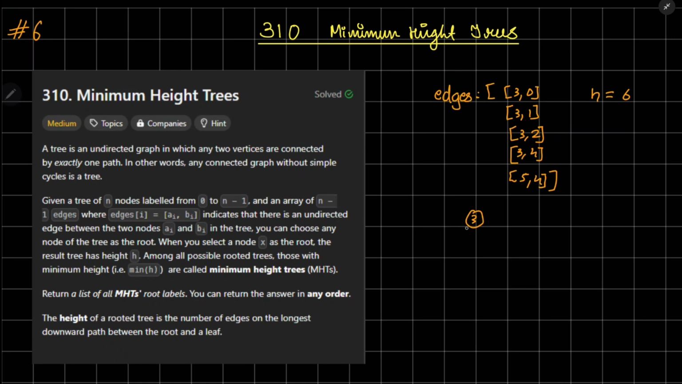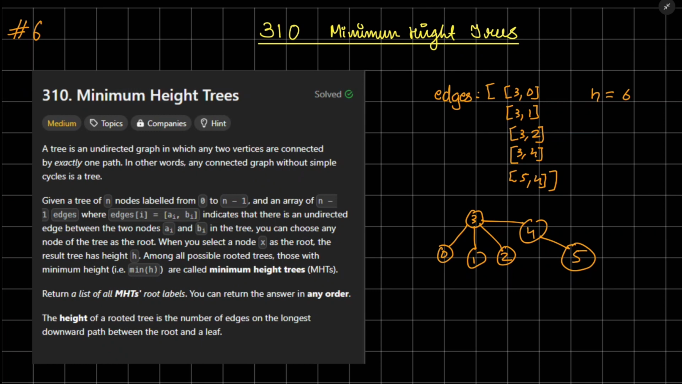So 3 is connected to 0, 3 is also connected to 1, 3 is connected to 2, 3 is connected to 4, and 4 is connected to 5. It is an undirected graph. Okay, so here is our graph.